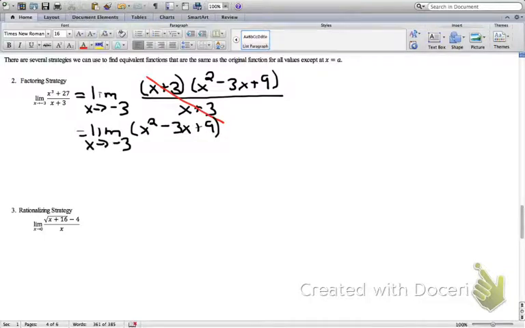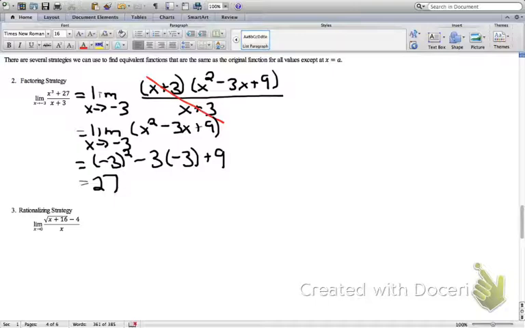So from this point on, we can actually now just substitute our negative 3 in for our x values. And what we get is 27. So we first factored, we canceled out our term in our denominator, one term in our numerator, and then we could use direct substitution there.